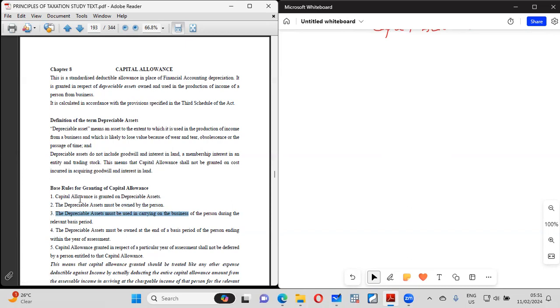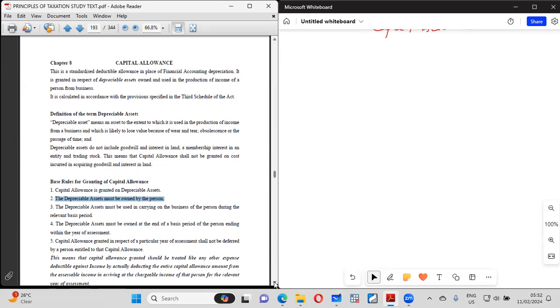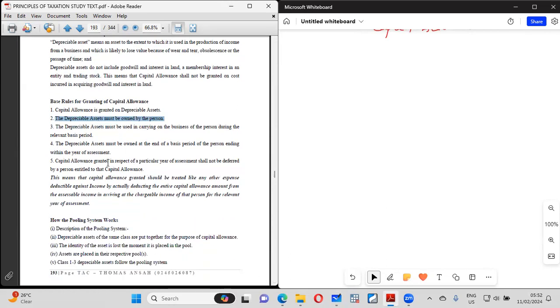Also, to back up some points earlier, the depreciable asset must be owned at the end of the basis period ending within the year of assessment. So it still bears on the fact that the depreciable assets must be owned by the entity. Now, we also said that it must be granted in respect of a particular year of assessment, and capital allowance shall not be what? Deferred by a person who is entitled to the capital allowance. So if you are entitled to it this year, you cannot say that you want to push it forward.